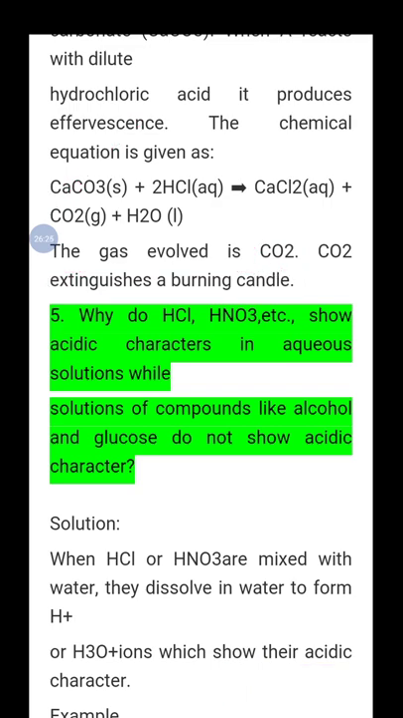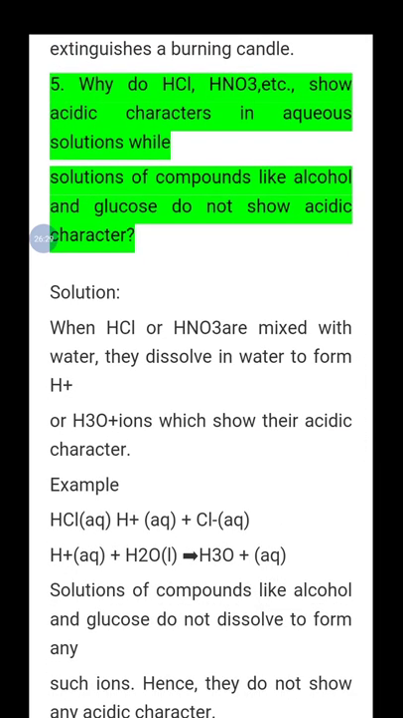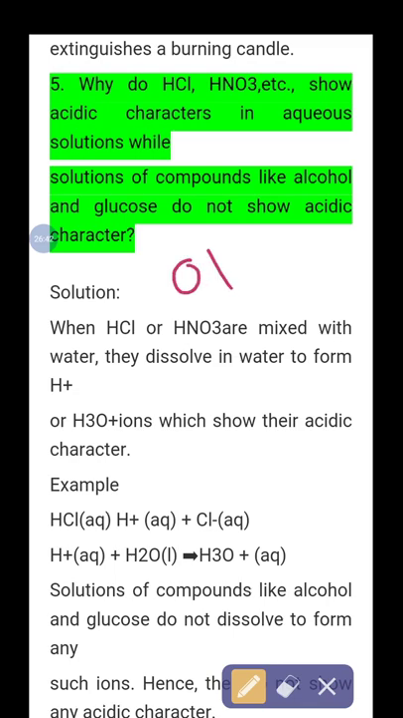Next question: why do HCl and HNO3 show acidic character in aqueous solution, while solutions of compounds like alcohol and glucose do not show acidic character? As we discussed some slides before, it is because in alcohol the H is connected with oxygen in the OH group, so it does not release the H+ ion from it.